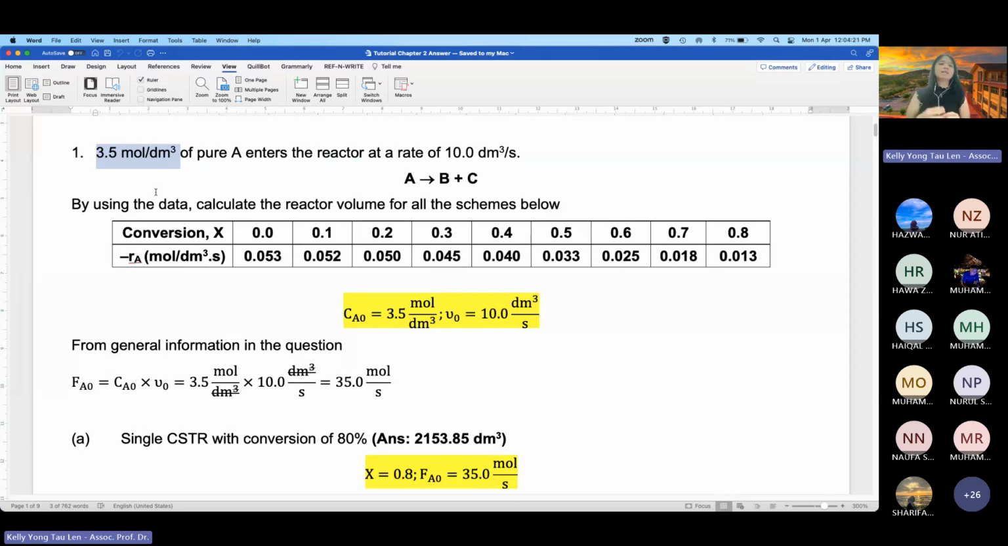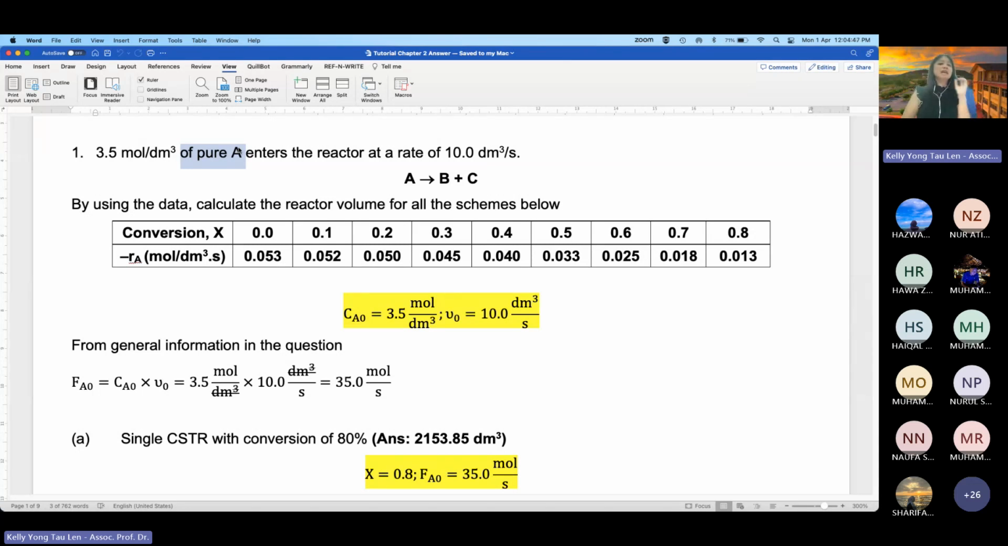But you also need to understand which chemical the concentration is specific to. Is it reactant? Is it product? Because in this reaction, you have three compounds: A, B, and C. Is it concentration of A, concentration of B, or concentration of C? So read back the question. They said 3.5 mole per dm cube of pure A. So it's definitely the concentration of A.